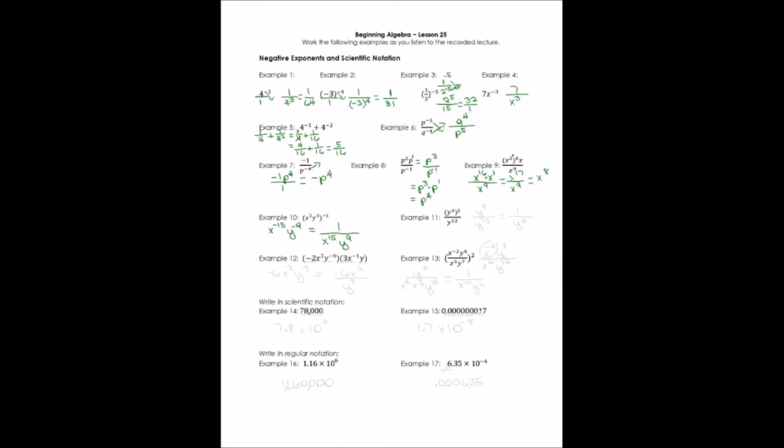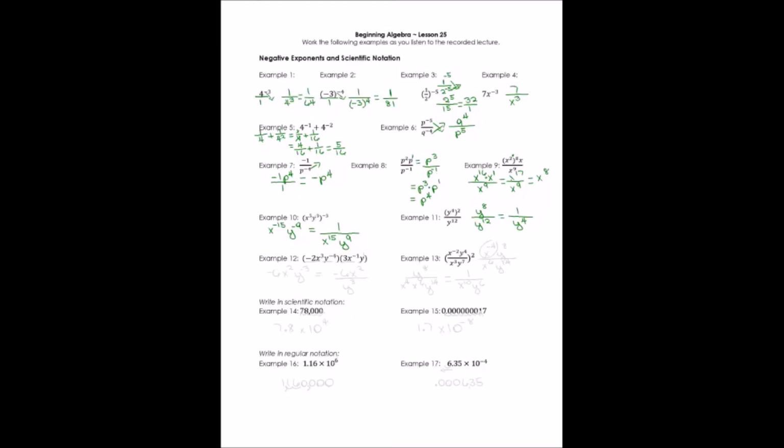Example 11 says y to the 4th squared. Remember, we're multiplying these exponents, so we'll say y to the power of 8 over y to the 12th. And now I'm going to subtract exponents. I'm going to say 8 minus 12 is negative 4. I'll place that in the denominator because that's where the larger exponent was. In the numerator, just the number 1.